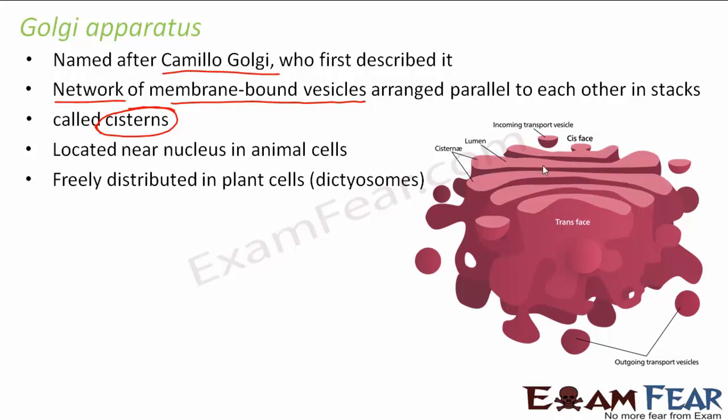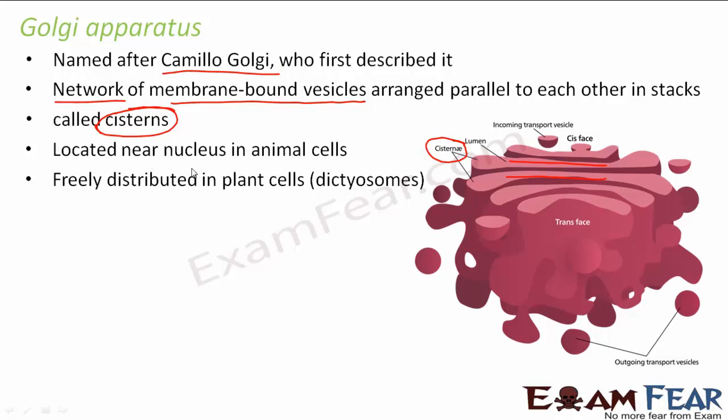It is a network of membrane-bound vesicles. So these are all vesicles. If you see this small vessel-like structure, you can see, right? So this is a transport vesicle. Similarly, everything inside this are small vesicles which are all connected to each other, and they give rise to a structure like this. And they are arranged in such a way that they are in parallel stacks. You can see these parallel stacks. These parallel stacks are known as cisterns, right?